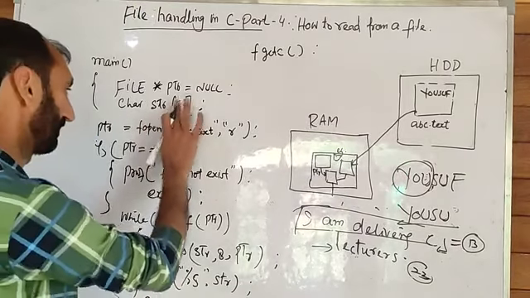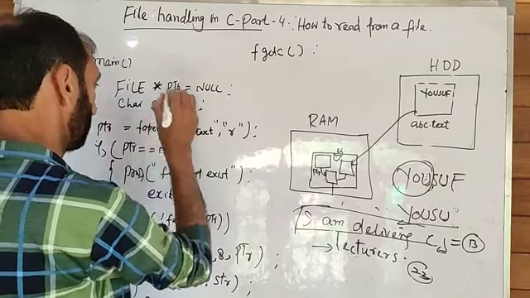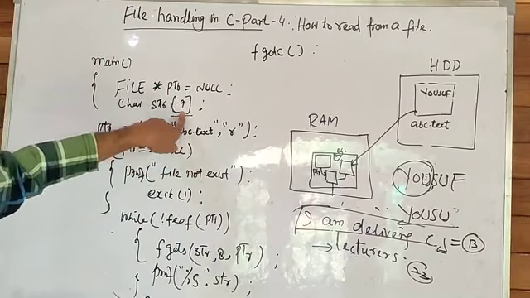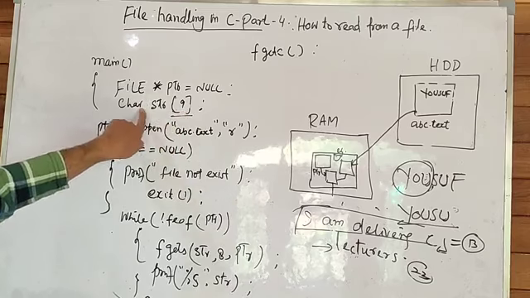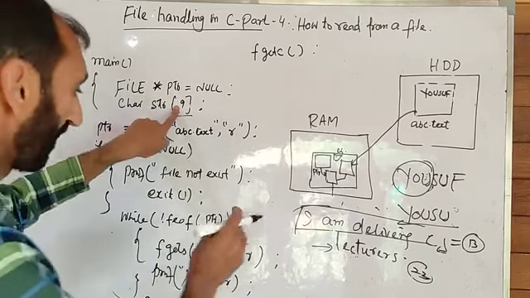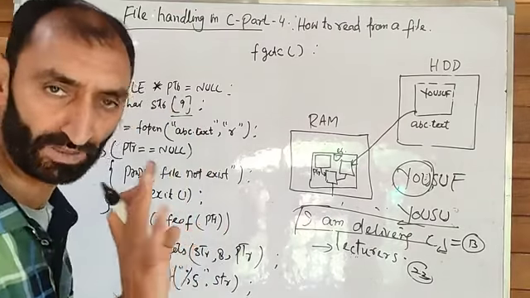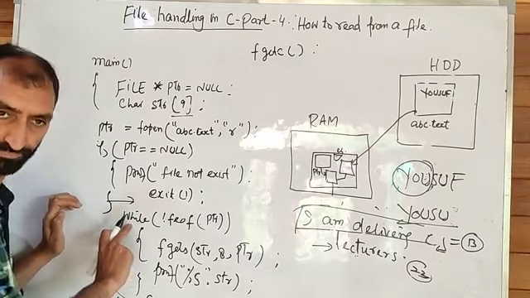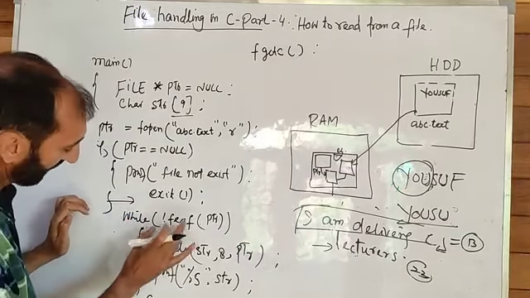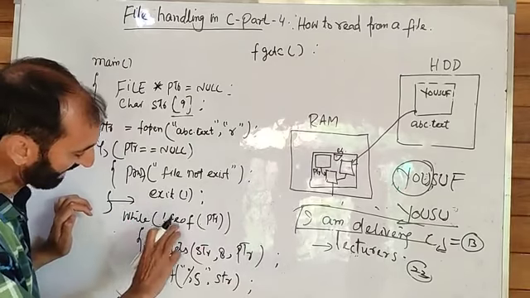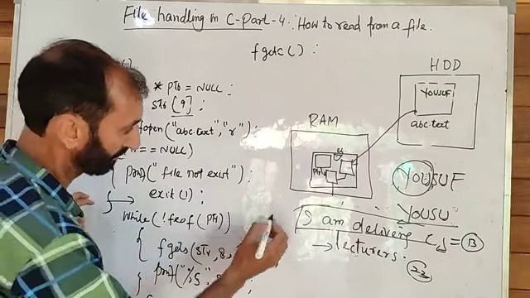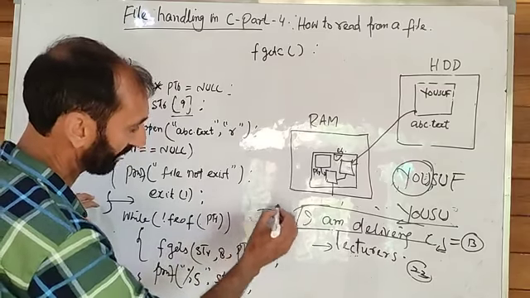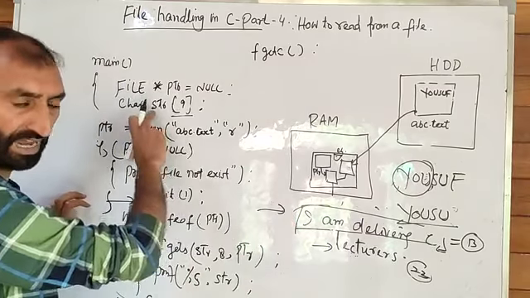For example, here I have specified the size of this buffer. The size of this string is 9. That means it will hold only 9 characters online. What will happen? First, it will check the condition of this loop: feof of ptr. What is ptr? ptr contains the address of this file.